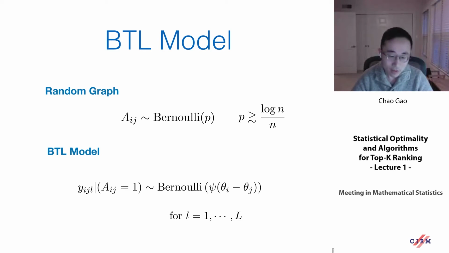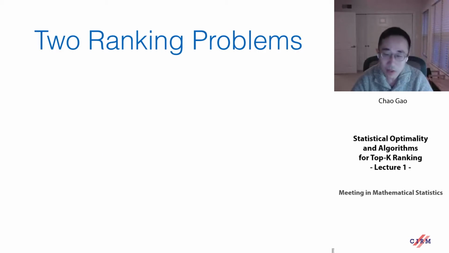This is because if p is of a smaller order than log n over n, the graph will have several disconnected components, meaning it will be impossible to rank the players because of the lack of comparisons. So I hope the model setting is clear to you.